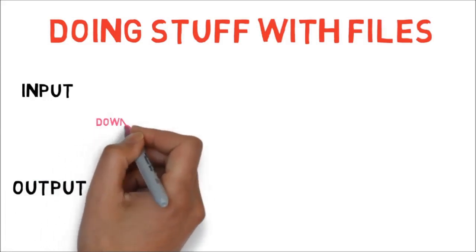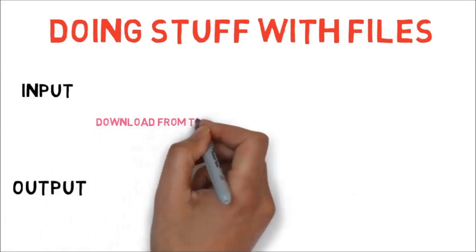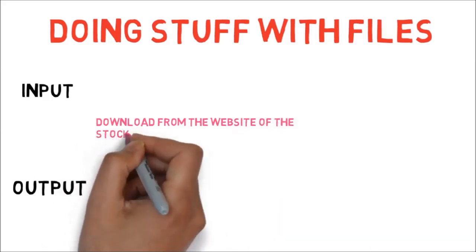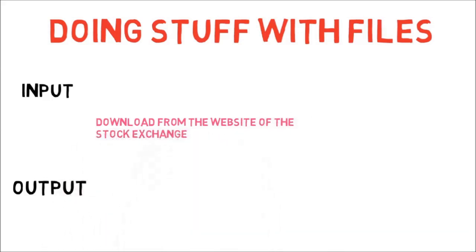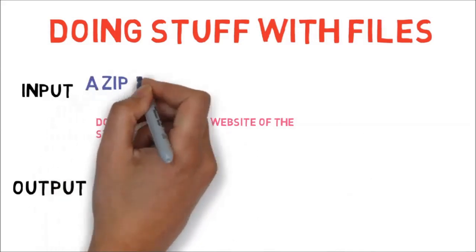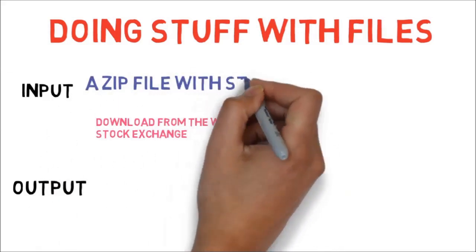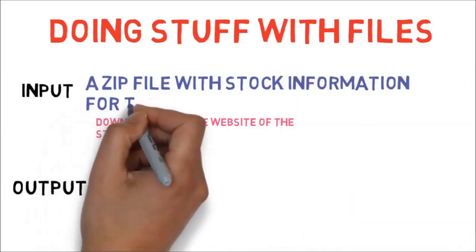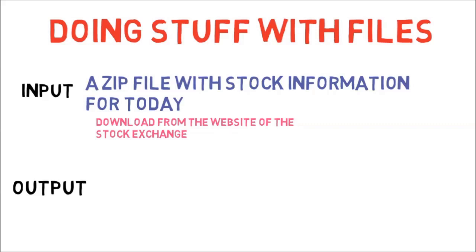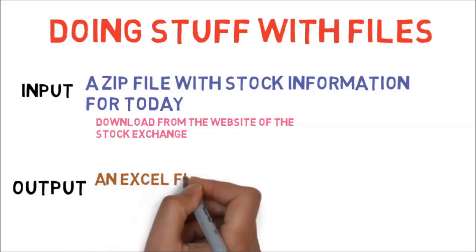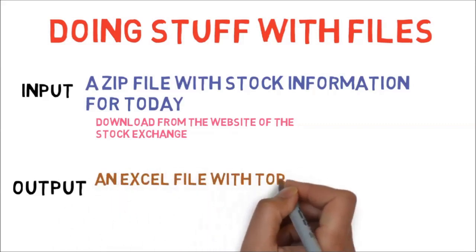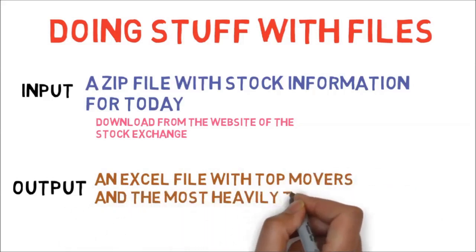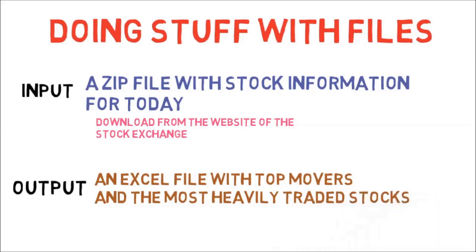As an input, the program needs a downloaded file from the National Stock Exchange website. The file that we'll download is a zip file with the stock information for today. So it will have all the stocks which were traded on the stock exchange and their opening price, closing price, and other information about the stocks for that given day. The output is an Excel file. It will have the top movers and the most heavily traded stocks for that day.